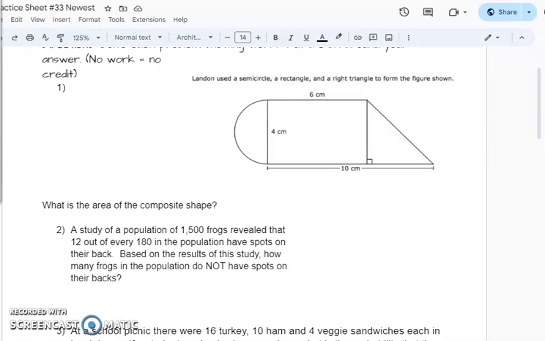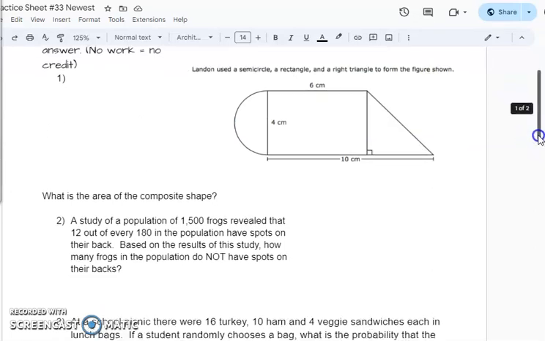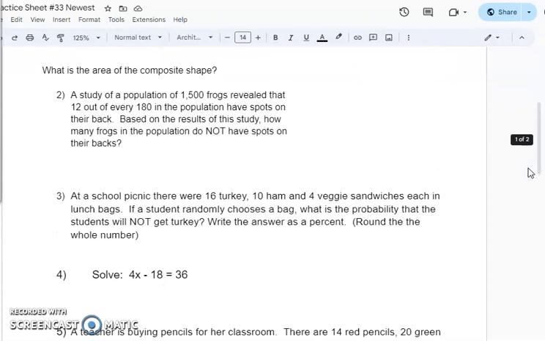Number 2 says, a study of a population of 1,500 frogs revealed that 12 out of every 180 in the population have spots on their back. Normally when I see a ratio, I hope you're doing this in pencil, I would do 12 over 180. That's what I would do. In the population have spots on their back. Based on the results of this study, how many frogs in the population do not have spots?